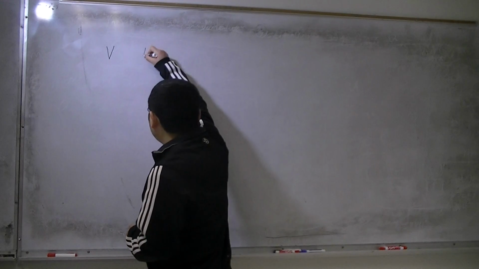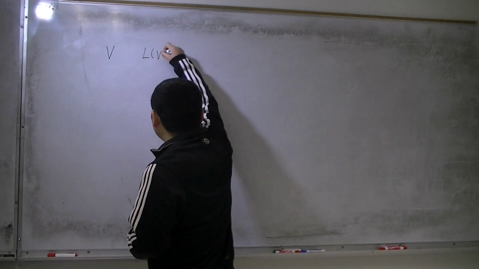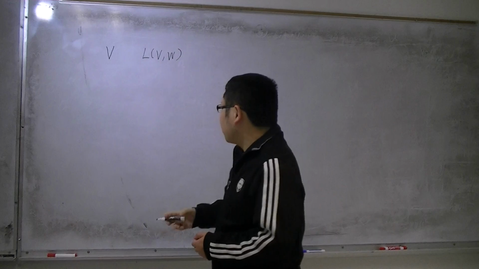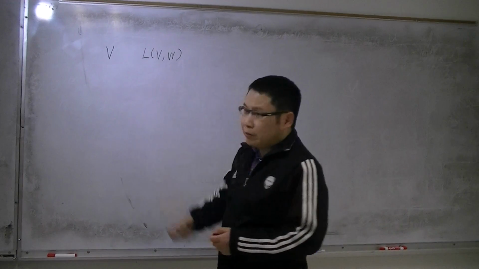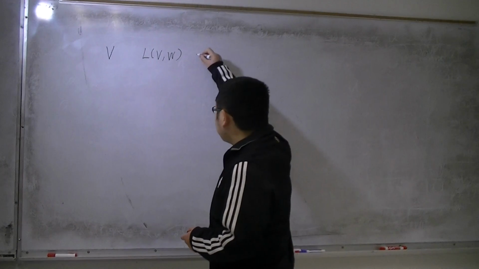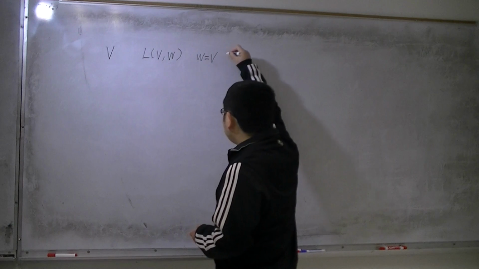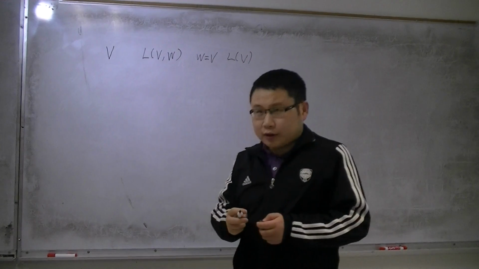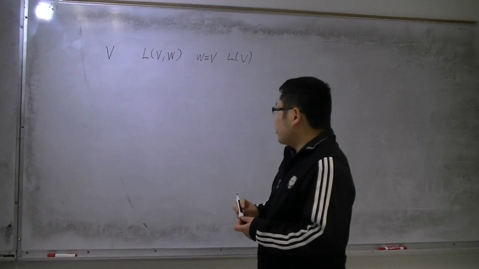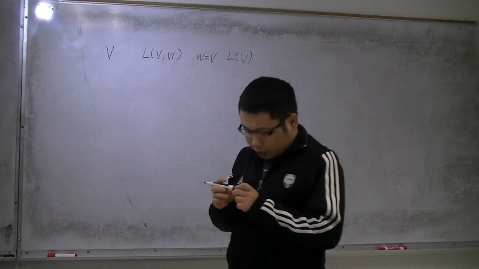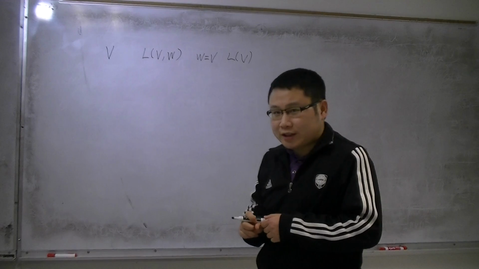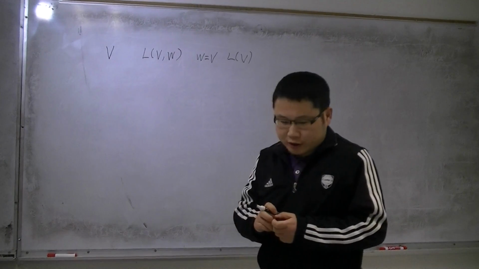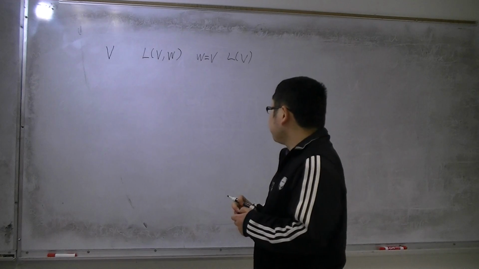We use L(V, W) to denote the linear transforms from the vector space V to W. And if W is equal to V, it is shortened to L(V). Linear transforms have some properties such as additivity and homogeneity.